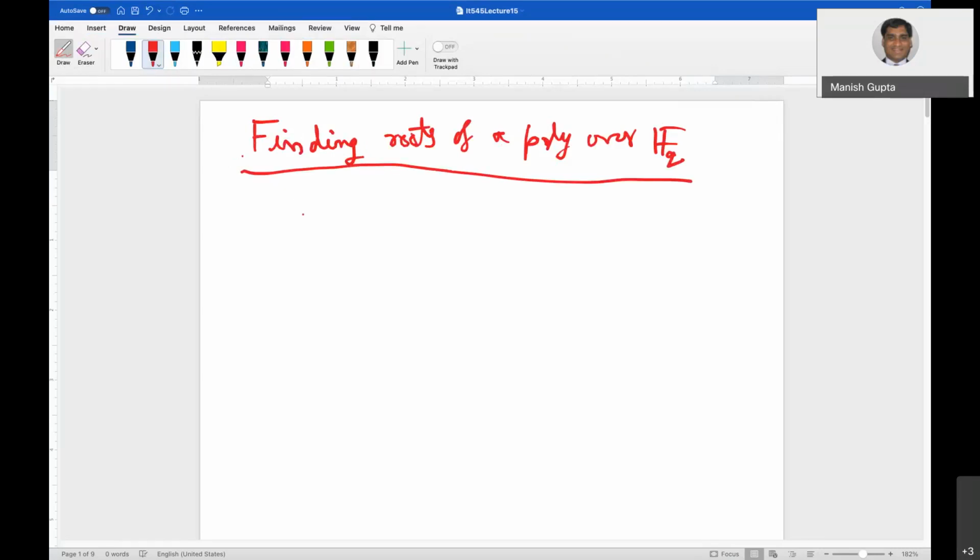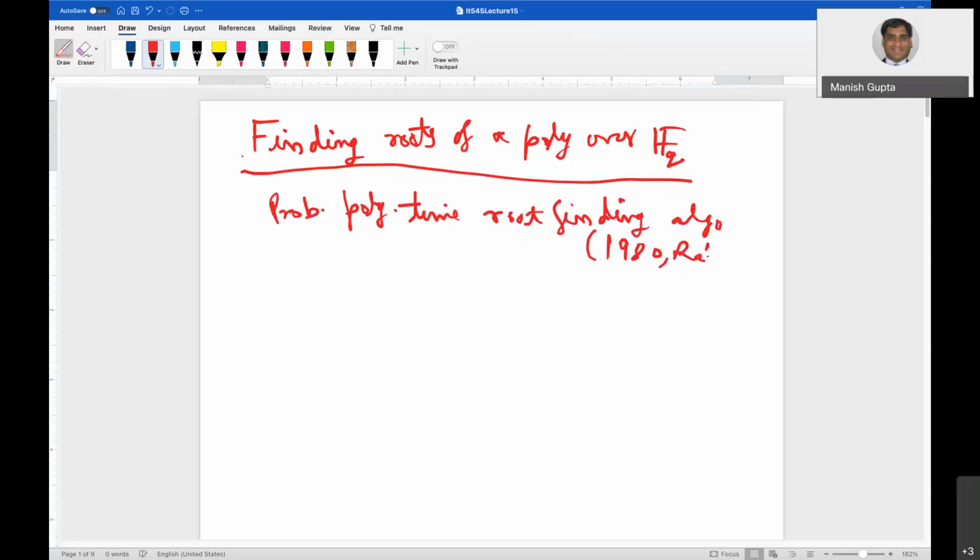So I'm going to provide you a probabilistic polynomial time root finding algorithm. And actually, there are two versions of it depending upon whether q is even or q is odd. So this was discovered in 1980 by Rabin. So there are certain simplifications.